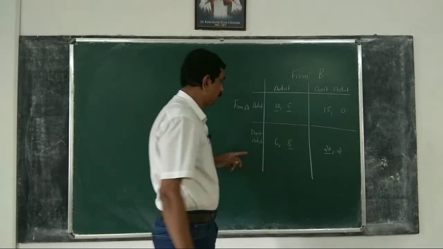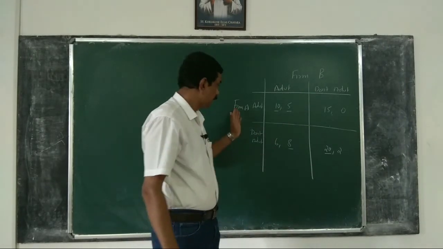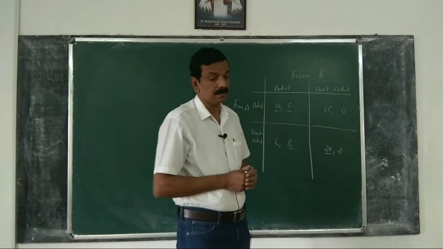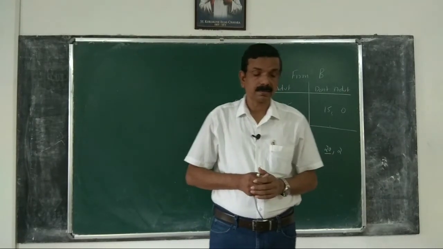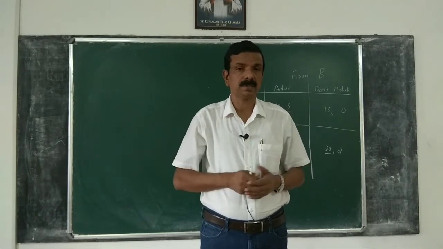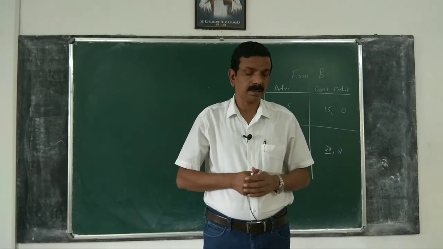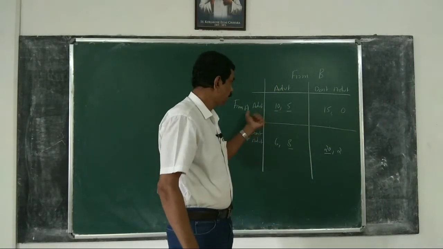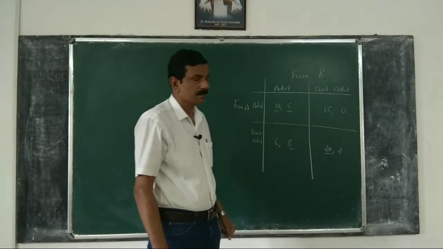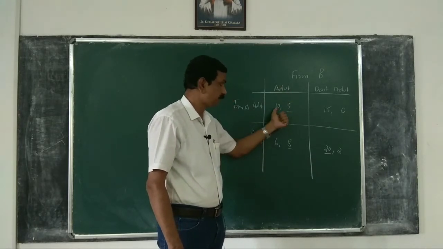So B has a dominant strategy, that is advertise. Whether A advertises or doesn't advertise, firm B has a dominant strategy. The strategy is advertise. So A can conclude that B will adopt its dominant strategy and advertise. And if B advertises, better for A also to advertise. If B advertises and A doesn't advertise, it will get only 6 instead of 10.